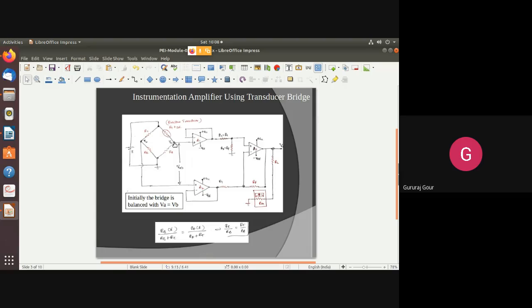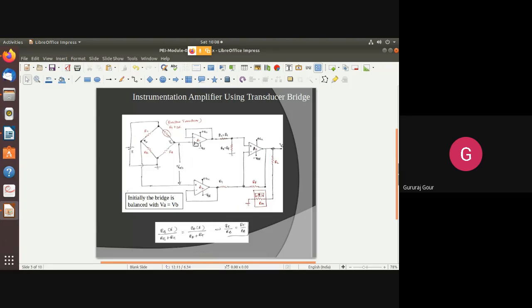This could be anything. This could be a temperature sensitive transducer, or it could be a strain gauge, which is going to measure pressure or a force like a weighing machine. So this could be some transducer that will appear here as one of the arms of this bridge. That's why it is known as a transducer bridge. This you have to quote, you have to tell why it is called a transducer bridge.